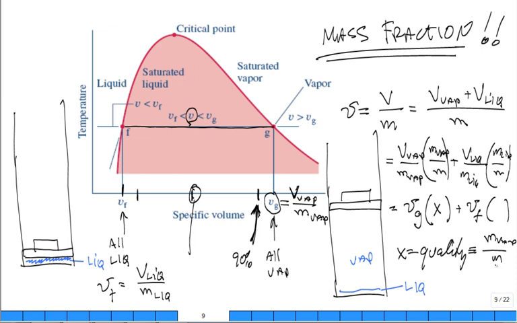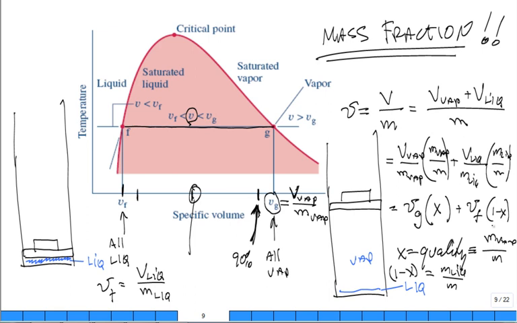All right. Well, then what is 1 minus the quality? Isn't that going to be, if the quality is 30%, then 70% is 1 minus the quality. And that would be the mass of the liquid divided by the mass total. So this becomes 1 minus the quality.